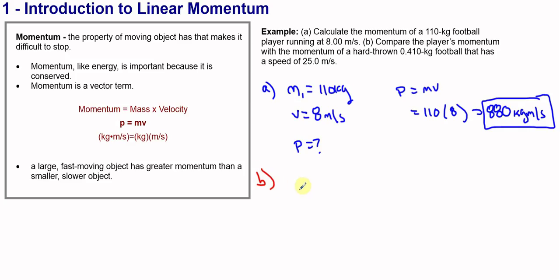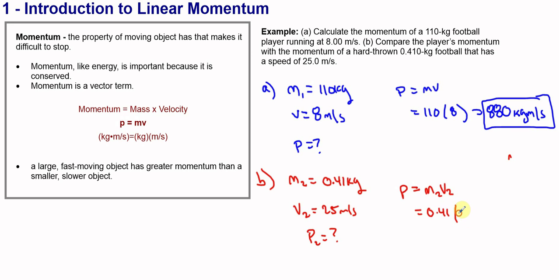B, we want to figure out the momentum of the football. Well, the mass of the football I'll call 2. That's 0.41 kilograms. Its velocity is going to be 25 meters per second. And so what's the momentum of the second object? Well, the momentum of the second object is the mass of the second object times the velocity, or 0.41 times 25 meters per second, and we're going to get 10 and a quarter kilogram meter per second. So 10.25 kilogram meter per second.